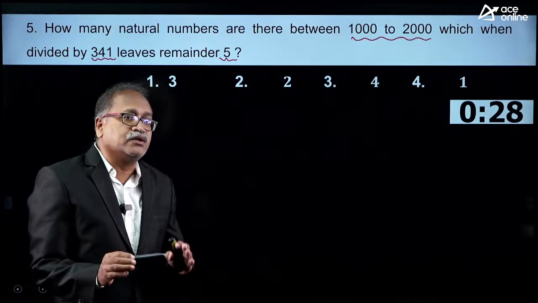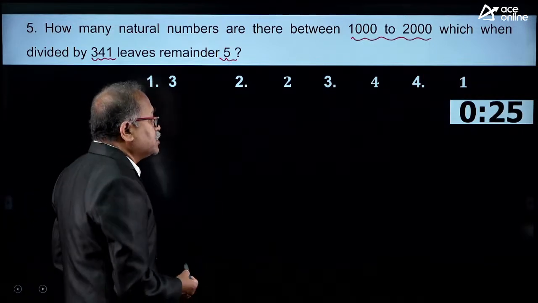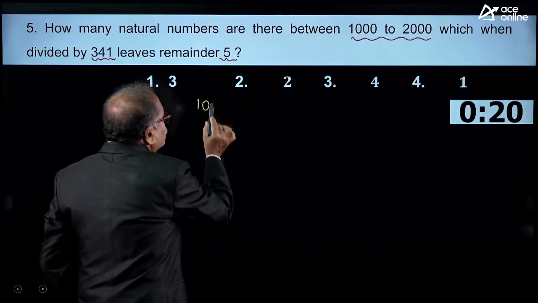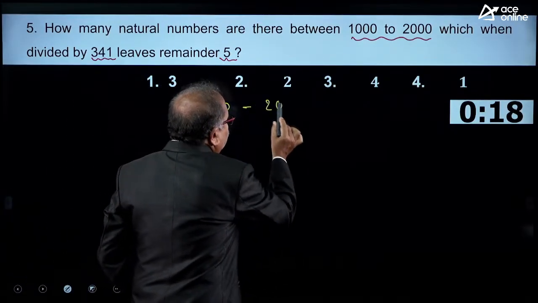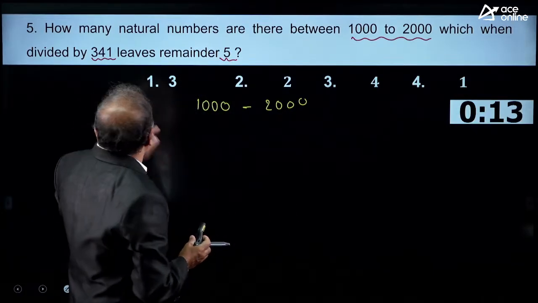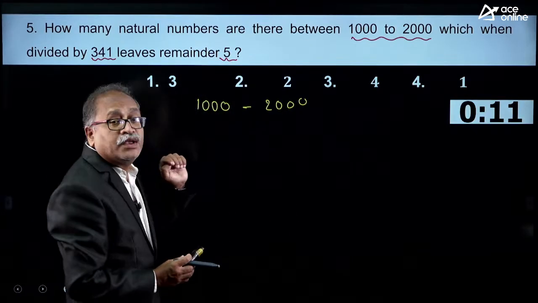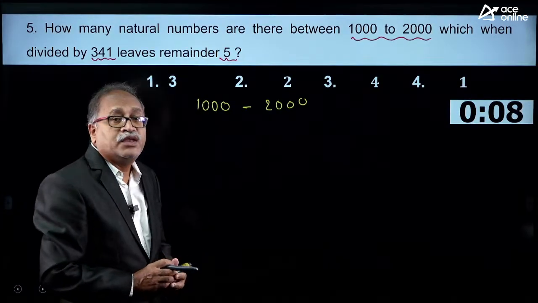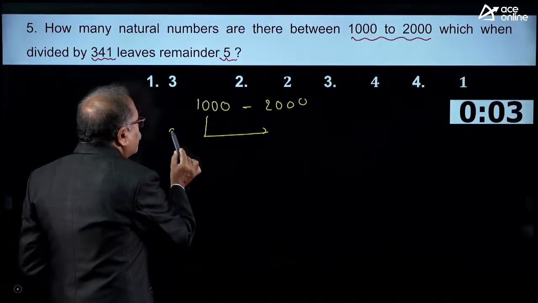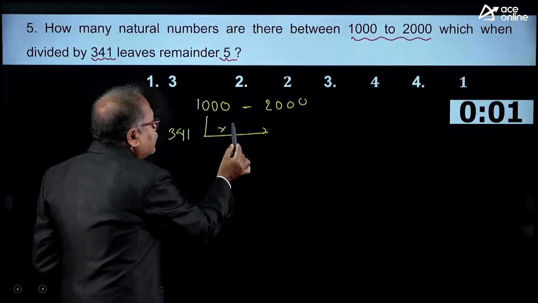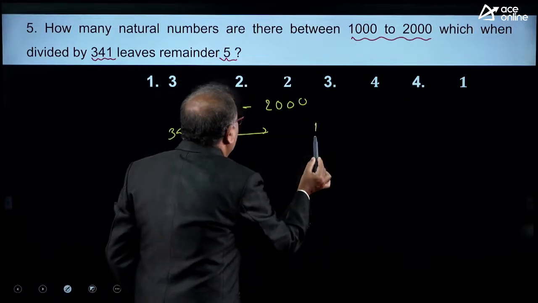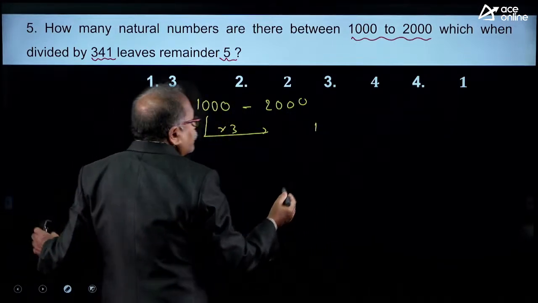Just think about it. If it strikes you how to answer the question, between 1000 to 2000, how many such numbers are there which when divided by 341 leave a remainder of 5? What I understand is, if I multiply this 341 by 3, I am reaching closer to 1000.